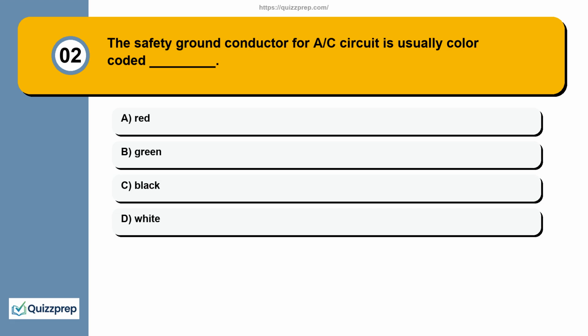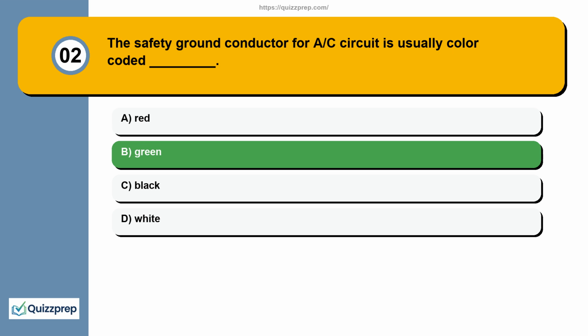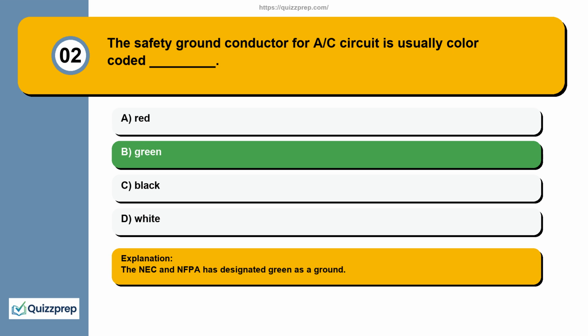Question 2. The safety ground conductor for an AC circuit is usually color-coded: red, green, black, white. The NEC and NFPA have designated green as a ground.